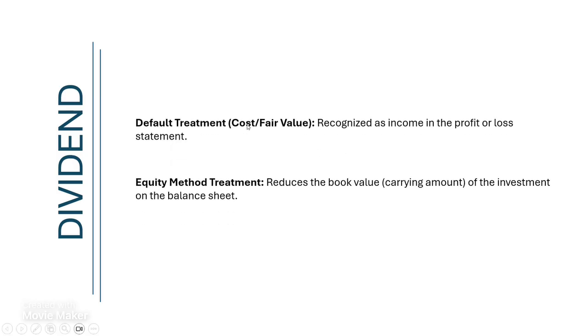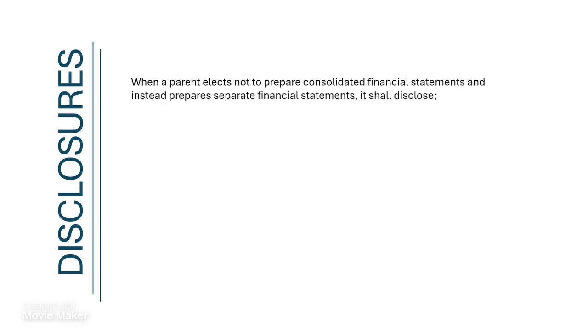There is a default treatment under the cost or fair value method, which is that it is recognized as income in the profit or loss statement. Or as we discussed earlier, under the equity method, it reduces the book value of the investment on the balance sheet. What are the disclosure requirements under IAS 27?